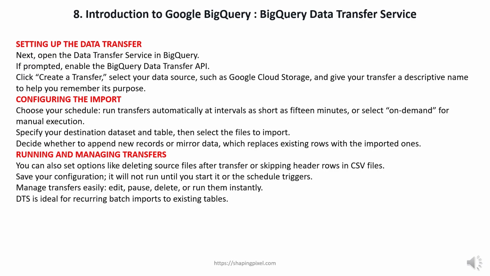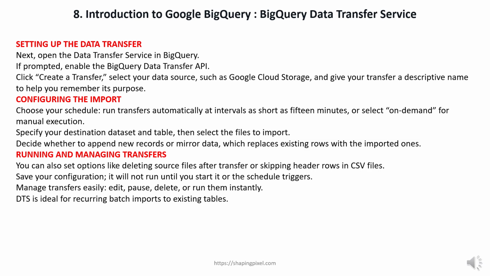To import records into BigQuery using the Data Transfer Service, or DTS, you first need an existing table with the correct schema. DTS cannot create tables for you, so start by copying an existing table or defining your schema, then clear any unwanted records. Next, open the data transfer service in BigQuery. If prompted, enable the BigQuery Data Transfer API. Click Create a Transfer, select your data source such as Google Cloud Storage, and give your transfer a descriptive name to help you remember its purpose.